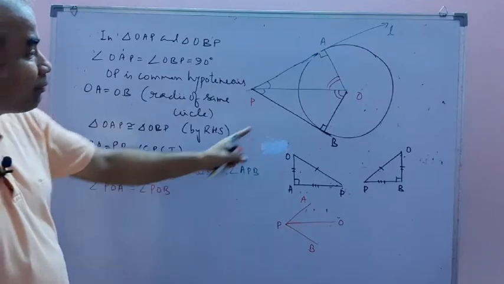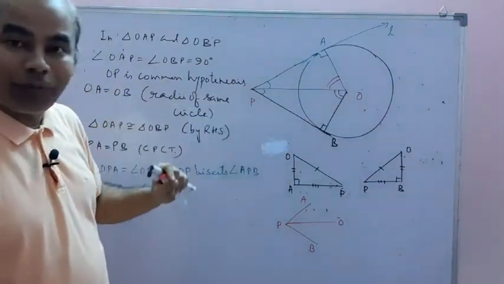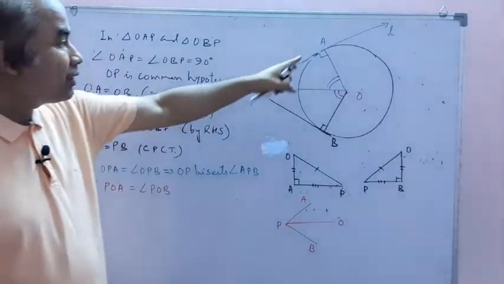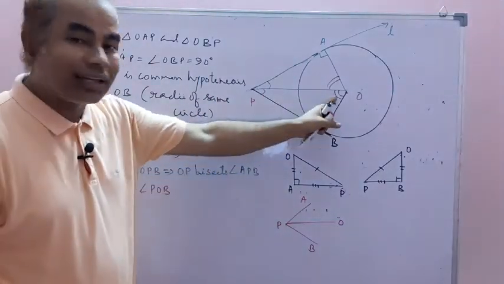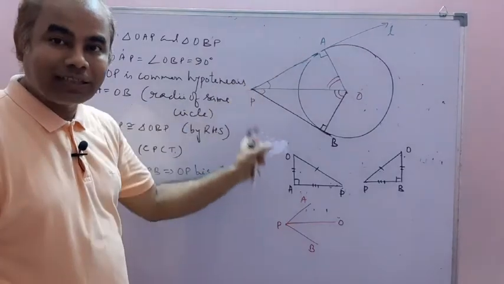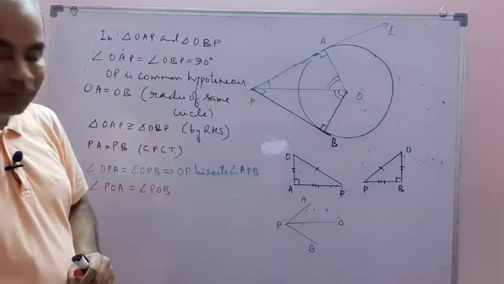OP is what? OP is the line segment joining the center and the exterior point. Angle APB is the angle between the two tangents. So the line segment joining the center and the exterior point bisects the angle between the two tangents.